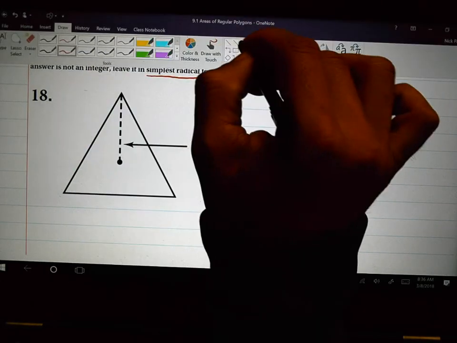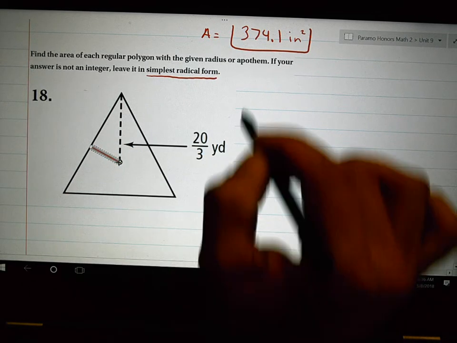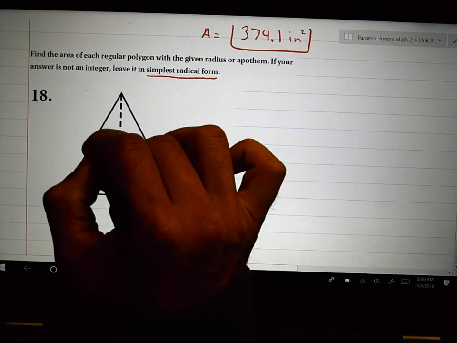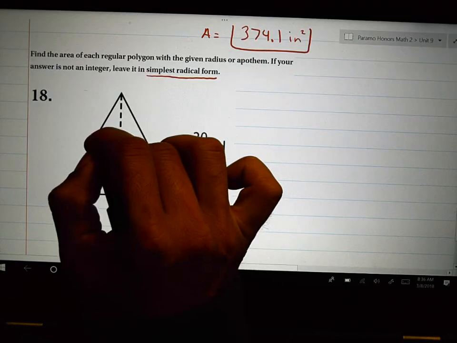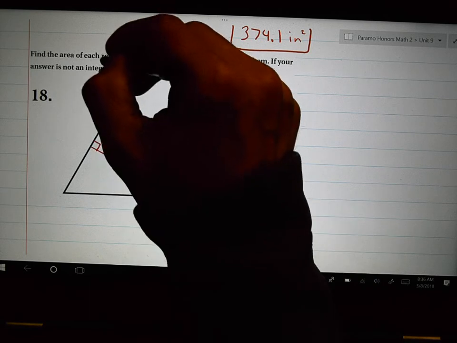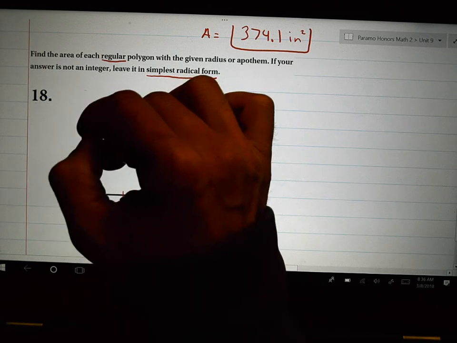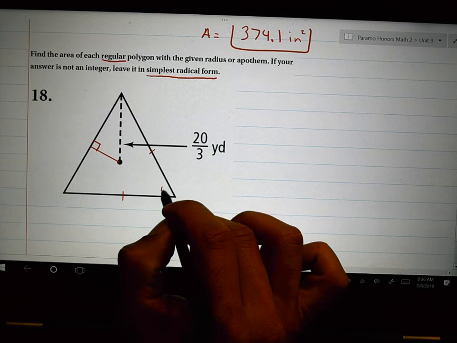Let me use a straight line that's perpendicular. That looks perpendicular to me. And I know that that one side is 20 over 3, whatever that is. This is where it is helpful for you to know it's a regular polygon. Every side is the same. This side is the same as this side is the same as this side. That means it's equilateral. That means that this angle is 60 degrees and this angle is 60 degrees.